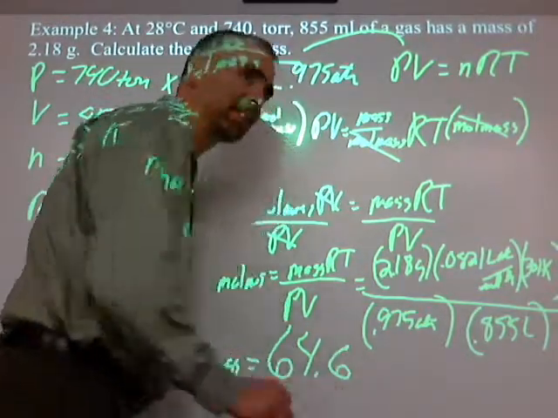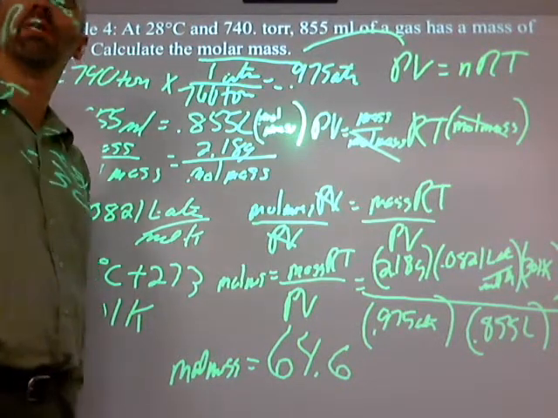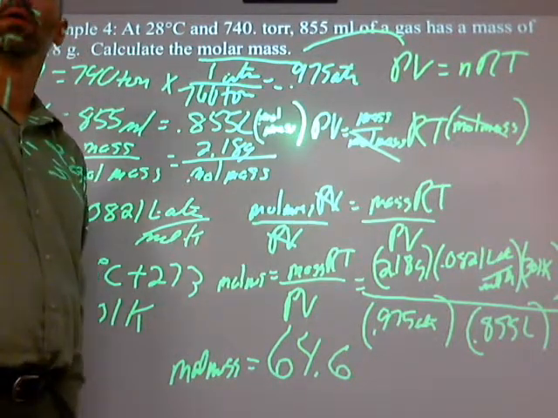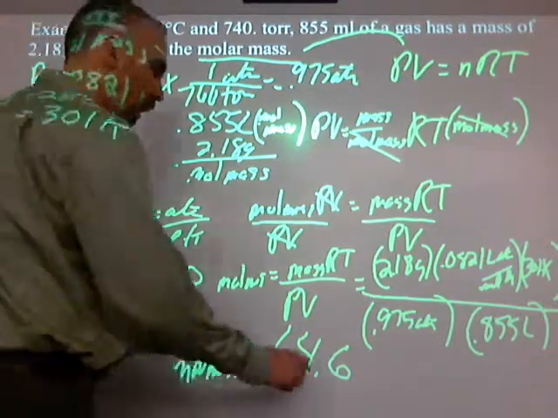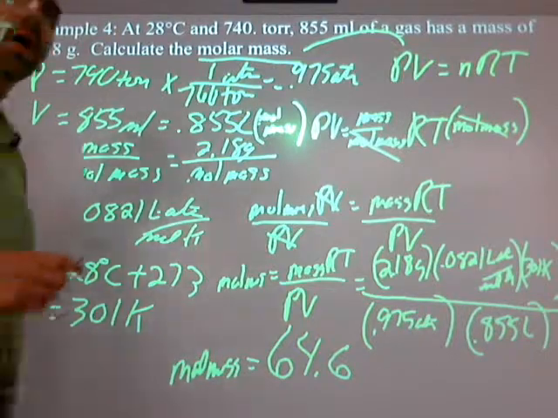64.6. Well, my calculator must not be calibrated because I actually got 63, or 64.7, something like that. What is it? Oh, 64.6, is it? Yeah. Now, watch this. This is kind of cool. If you keep your units, look what happens.